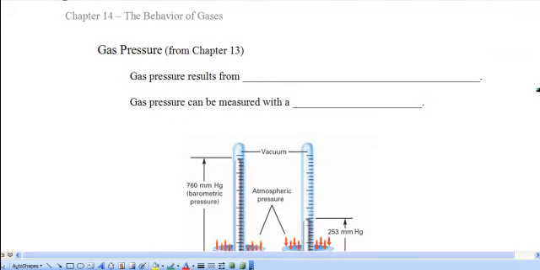Okay. In the next podcast, we're going to take a look at what pressure is and what influences the pressures that these gases exert.